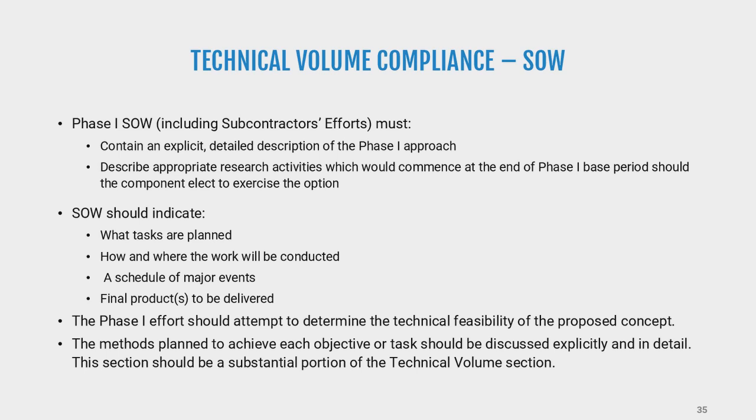So what's the task outline? Again, just a list of what's going to be planned over the span of the phase 1 effort: how and where the work's going to be conducted. This is where you'd want to have a major schedule of events, milestones, progress reports, and the final products to be delivered. So this is actually your checklist, or just a micro level of your checklist.